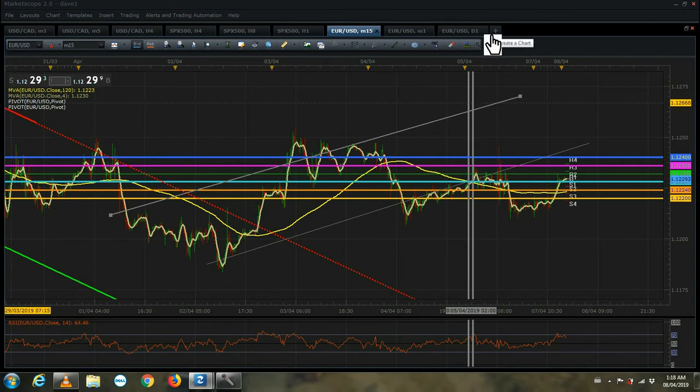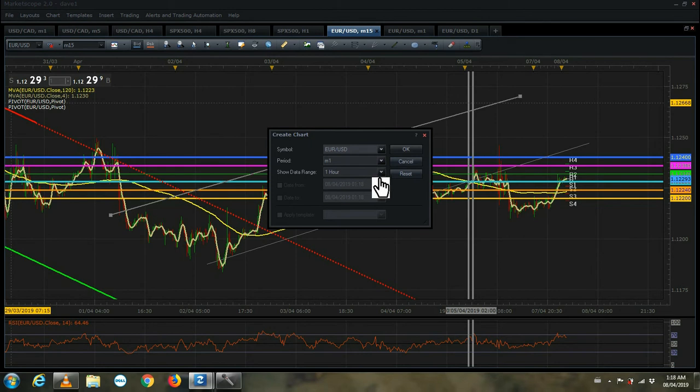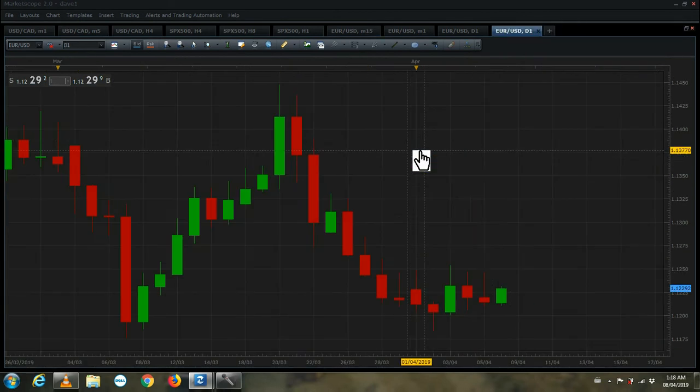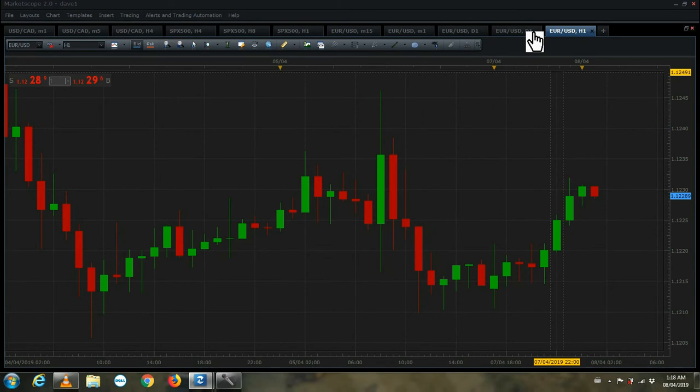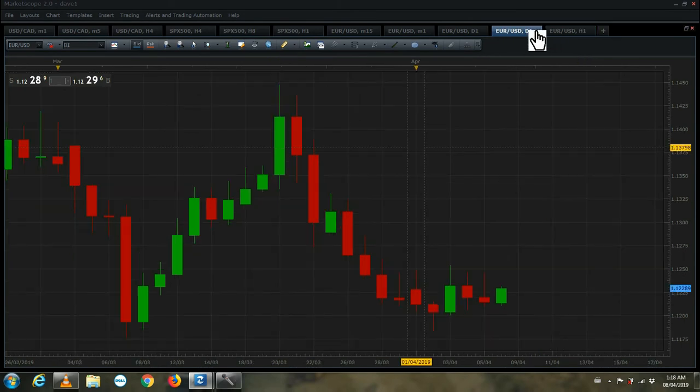So let's start a chart. I'll stick with the Euro US dollar, and I'll just make a new chart here. Sure, actually let's start with the daily. Okay. And then I'm going to do another one right beside it, and we're going to do the hourly. Okay. So I'm going to need these two charts to show you some things.